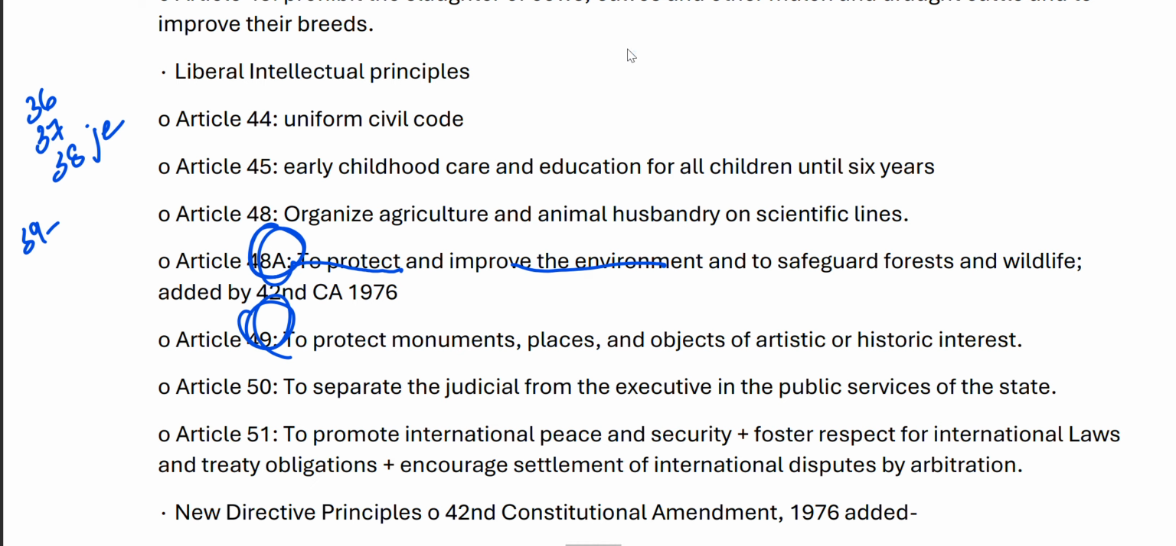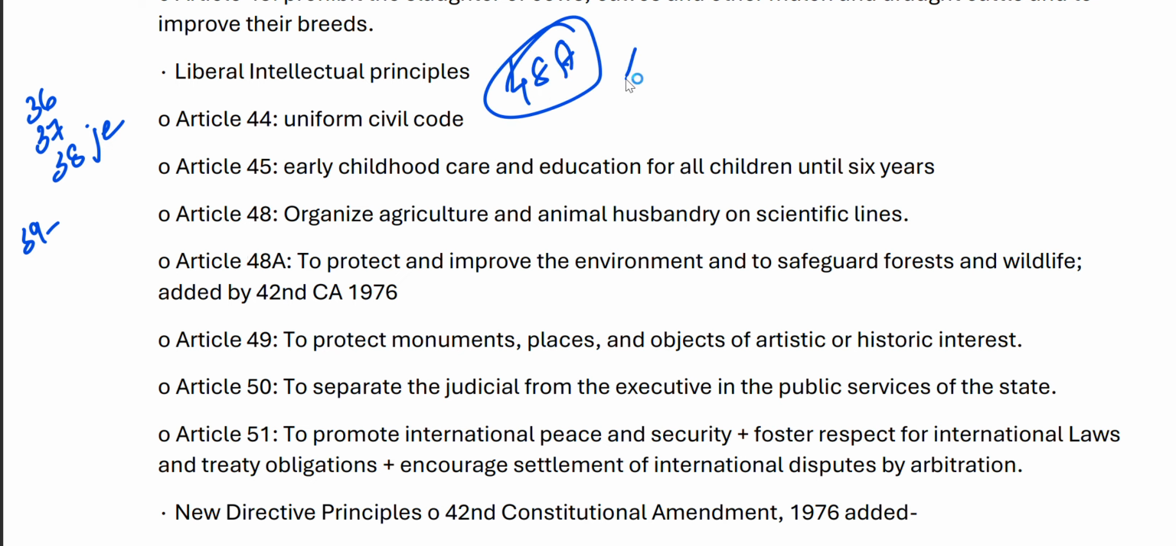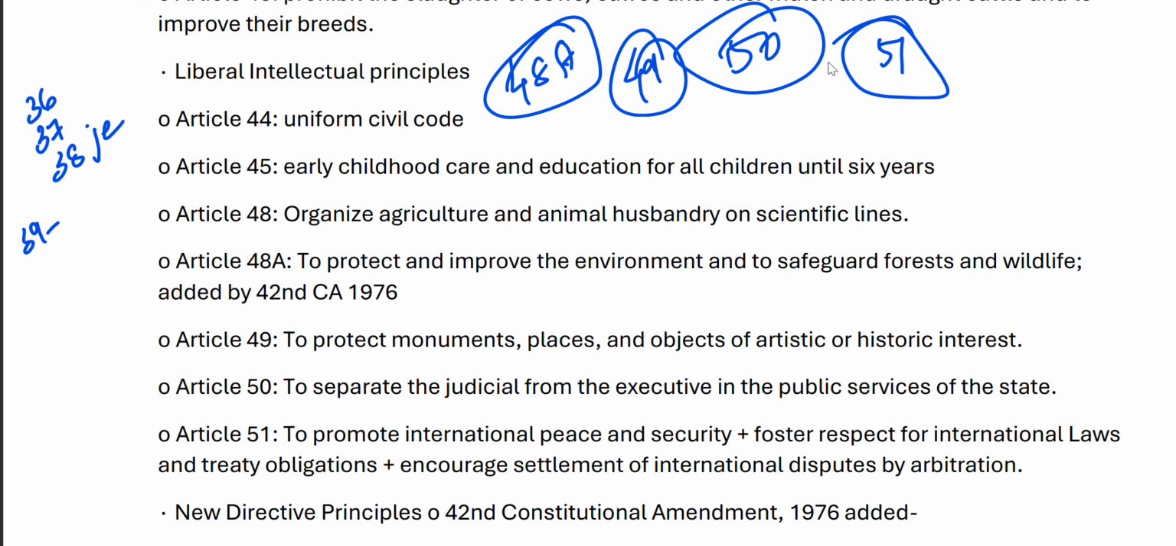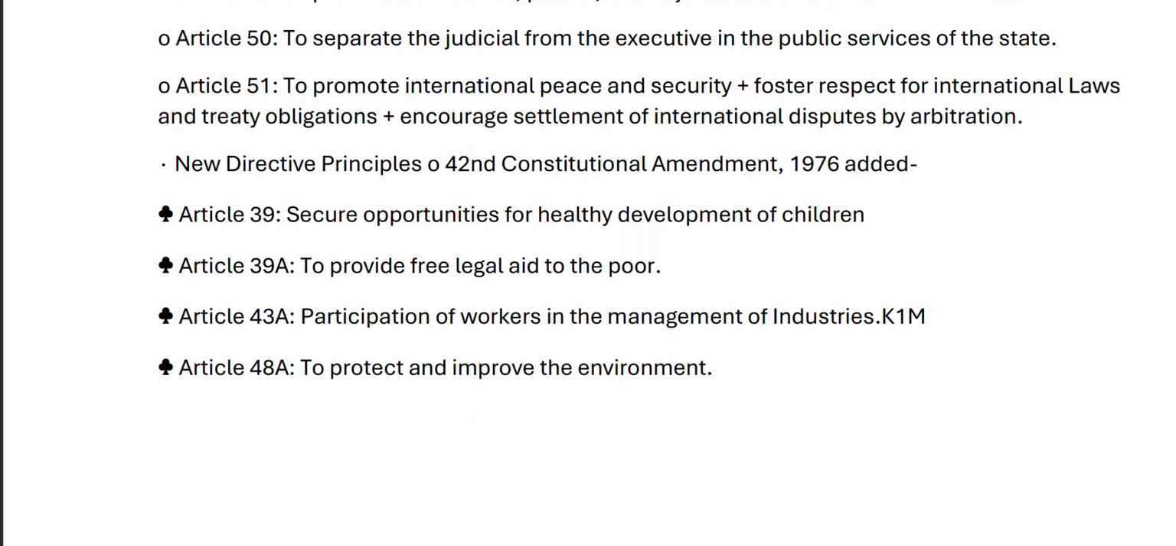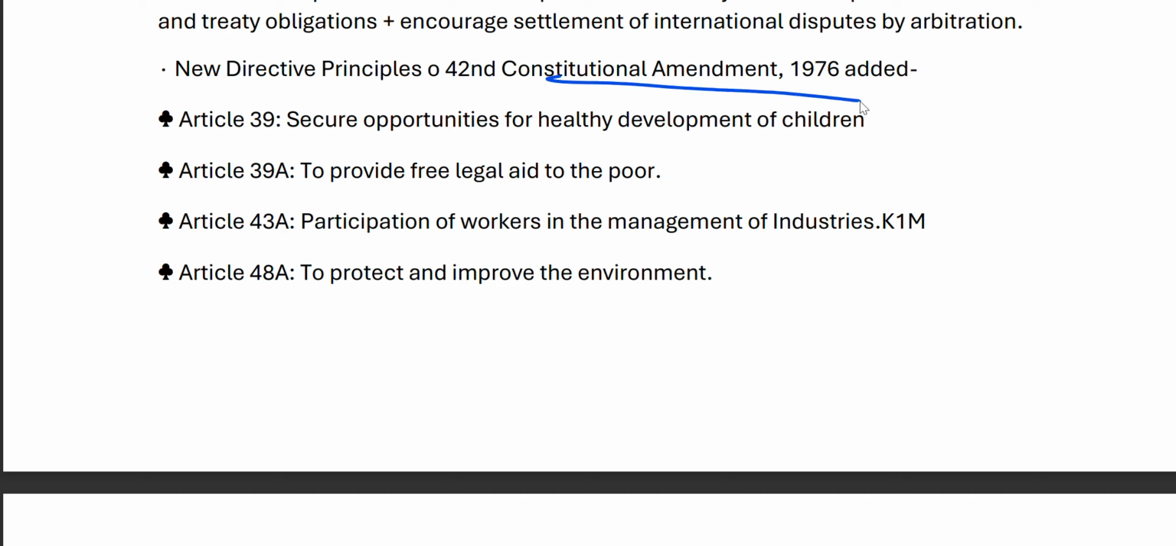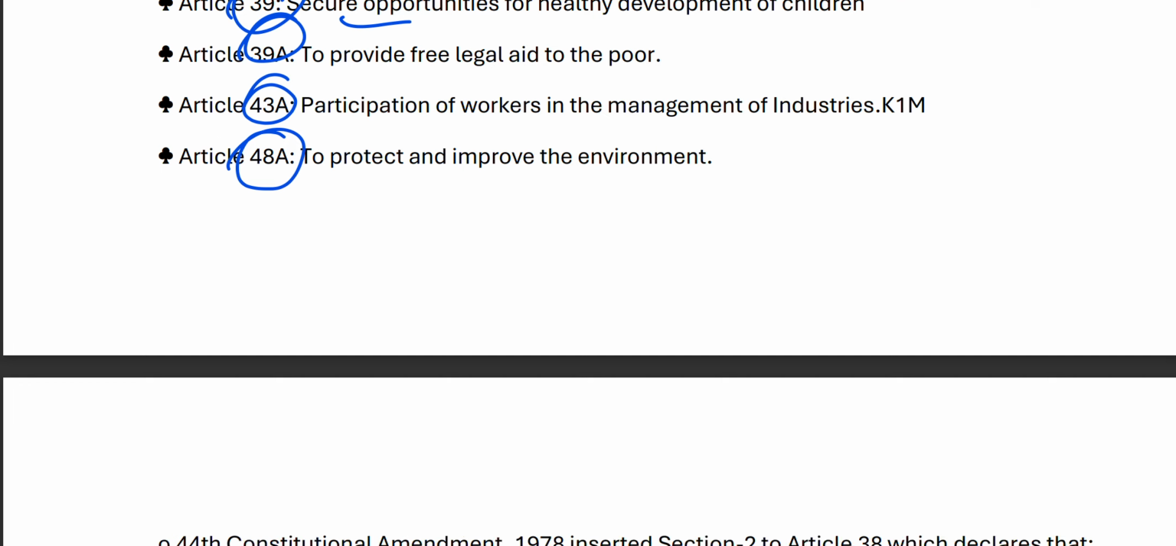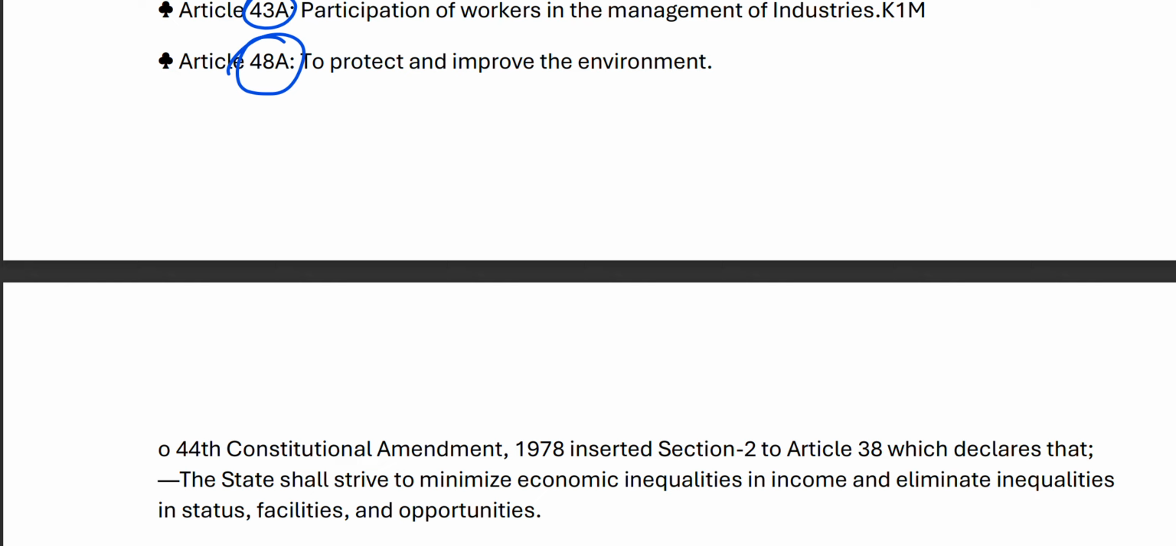49 over here is related to the protection of the monuments. Sorry, 48A is there. 48A is protect the environment and 49 is protect the monuments. 50 is separate judiciary and executive. 51 is to promote international peace and security. 48A was added by the 42nd Constitutional Amendment Act, which mentions to protect the environment. Now, the directive principles which were added are 39, 39A, 43A, and then we have 48A. Four directive principles are added.